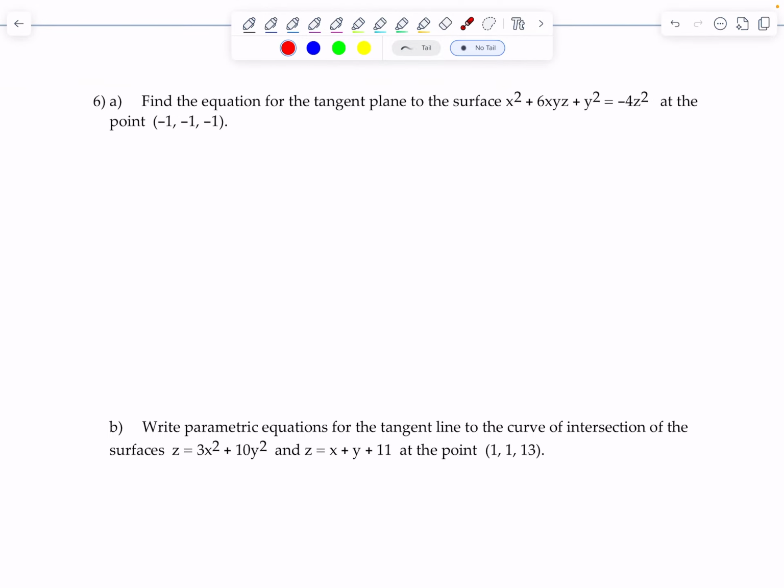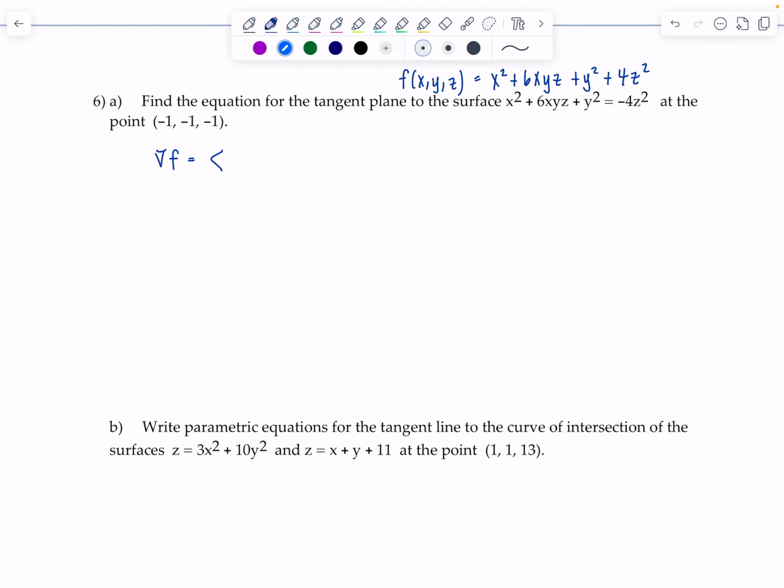Find the equation for the tangent plane to the surface at the point -1, -1, -1. Again, we're going to use the gradient. I have to rewrite this though, because it's not a function f of x, y, z. Remember, we need the gradient to find the normal vector to the surface. So let me just redefine it. I'll say f of x, y, z. I feel like the negative 4z squared is saying, please move me over with the rest. It's so lonely over here on the right side. Your wish is my command.